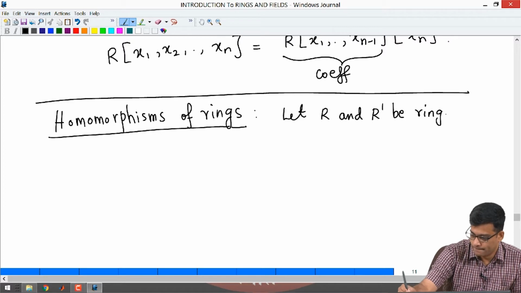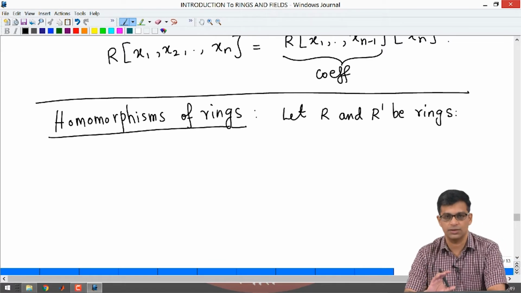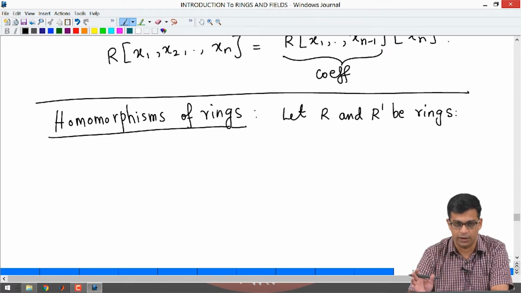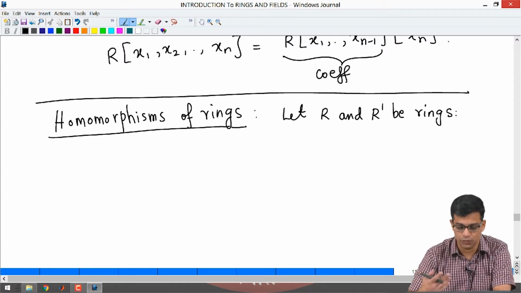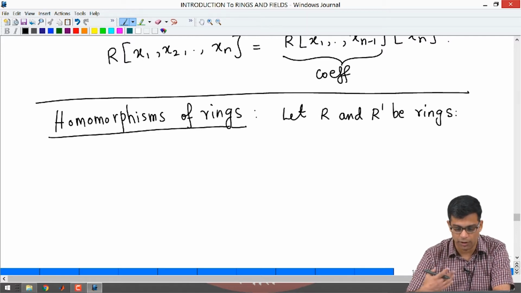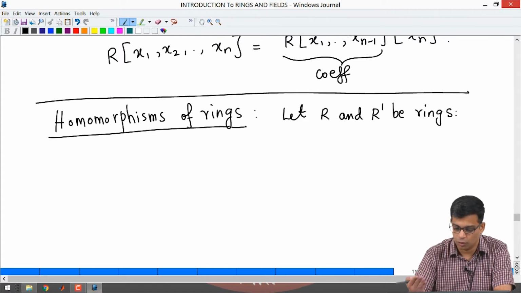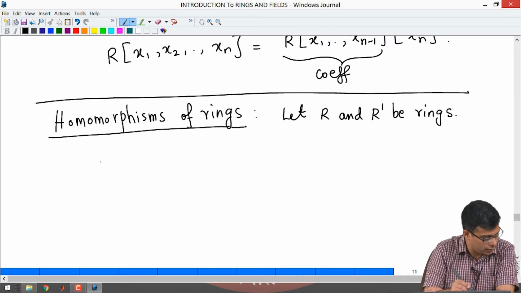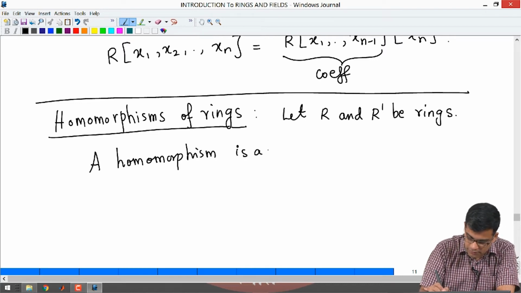Be rings. Whenever you learn a mathematical object, in order to understand it you need to study functions between them. Given the situation, we have various different properties of those functions. When you studied groups, we studied homomorphisms of groups. When you have metric spaces, you have continuous functions. Similarly, for rings we have their own notion of functions. So, what is that? A homomorphism is a function.